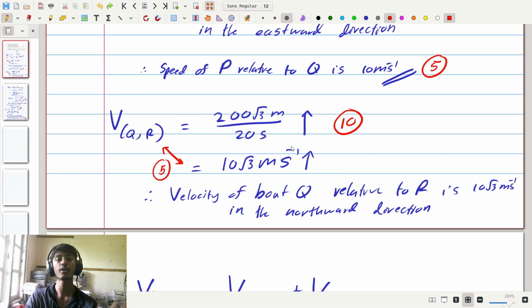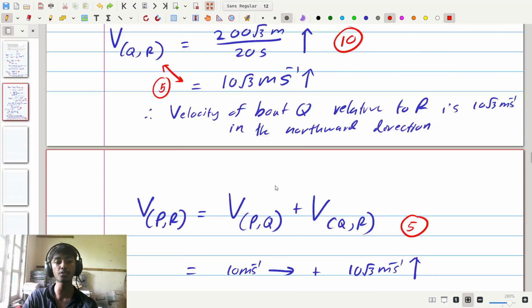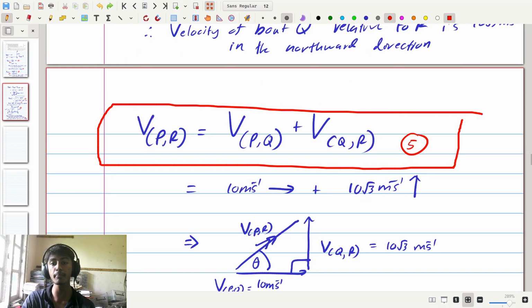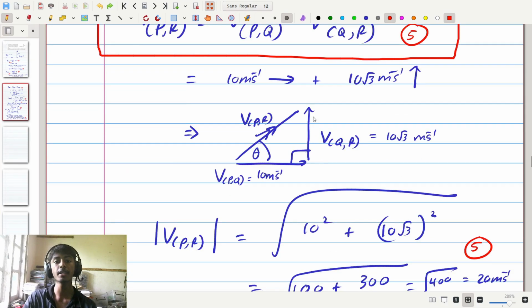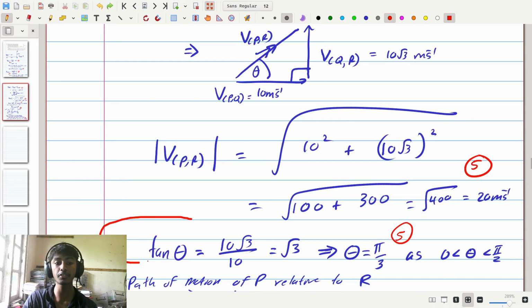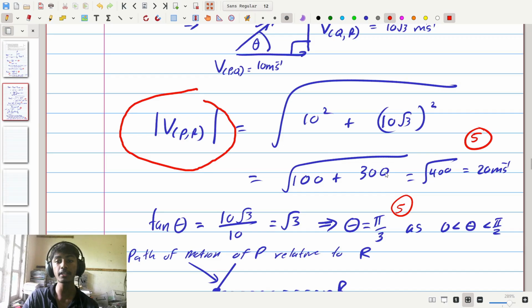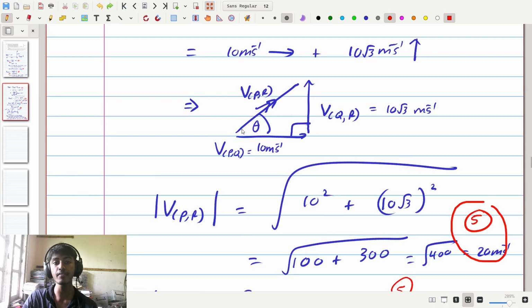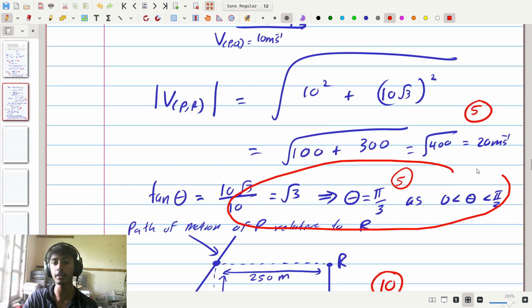Now from this, when you combine these two velocities to get the velocity of P relative to R like this, writing the equation correctly and combining them will get you 5 marks. Now after that, when you get this combined triangle, the resultant triangle, and find the magnitude and direction of the resultant, for finding the magnitude as being equal to 20 meters per second, you get 5 marks, and find the direction in whatever way as being this direction by either finding this angle as pi by 3 or this other angle as pi by 6 or something like that. When you find the direction correctly, you'll get another 5 marks.